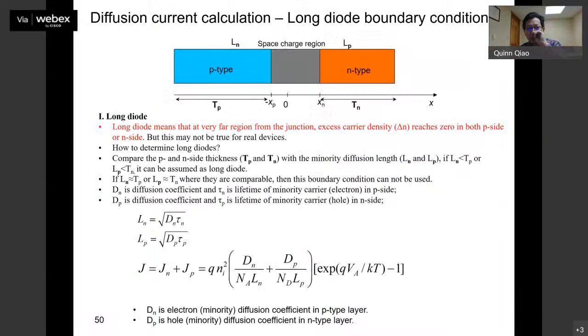So here, let's have two assumptions. Let's see the diode, right? The diode can be a long diode or a short diode. What is a long diode? Long diode basically means at very far regions from the junction. You see the junction here. Here's the p-n junction. Far away from the junction, in these positions, the excess carriers delta n reach 0 on both the p side and n side.